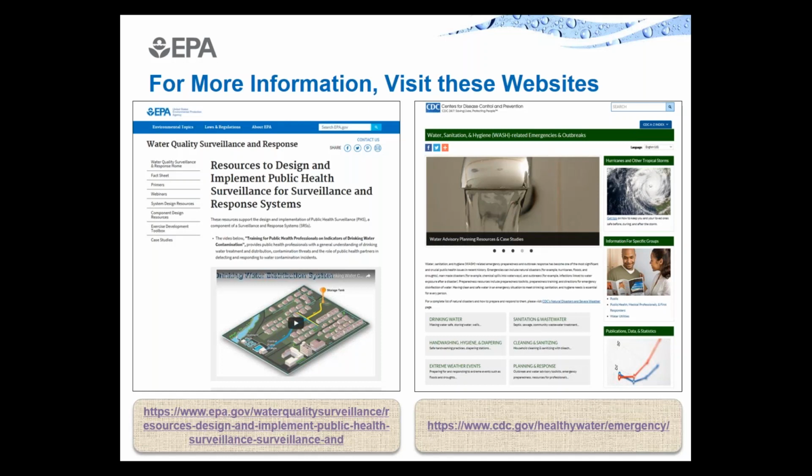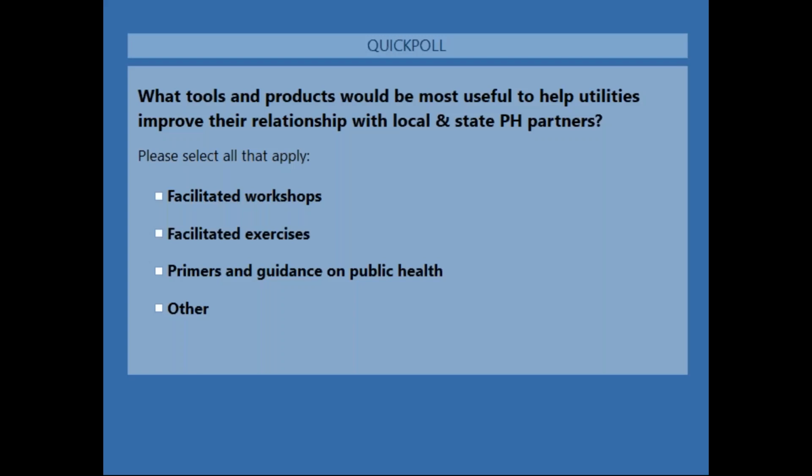As you're starting to formulate questions or type them in, we'll also open up a final poll question. This is related to the poll question that Jonathan asked, but in a broader sense. We're interested in knowing, generally and broadly, what kinds of tools and products EPA or CDC could develop to help water utilities improve their interactions with public health partners.